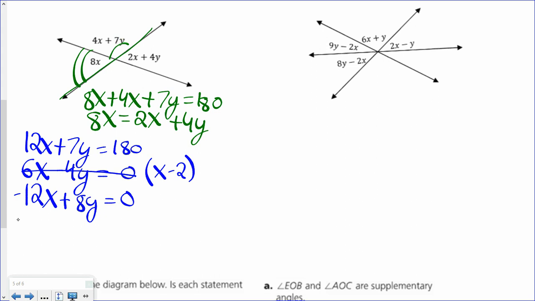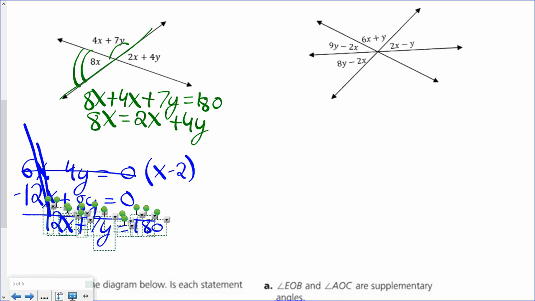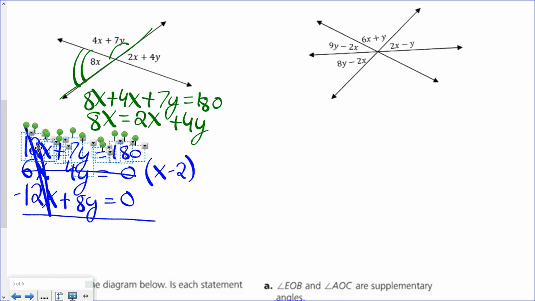Okay. Now what do I do? Now you can cancel out the x. Goodbye, x's. All right. They're gone. Now what? Add the y's together. 7y plus 8y. Okay, so 15y is equal to 180. Divide 180 by 15. y equals 12.